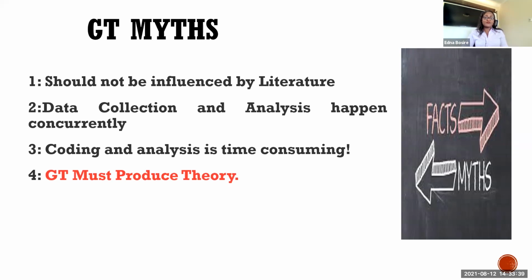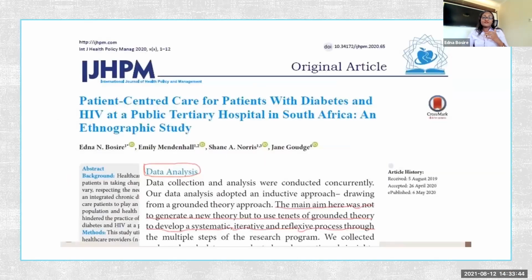I've done this before in some of the work that I've done in Soweto. I sent my work out for publication, and reviewers told me, if you use grounded theory, then you need to show us the theory that you developed. And I argued my case. I pulled up the data analysis part, where I argued that, indeed, I used a grounded theory approach, but the main aim here was not to generate a new theory, but to use the different tenets of grounded theory to develop a systematic, iterative, and reflexive process of my data analysis.